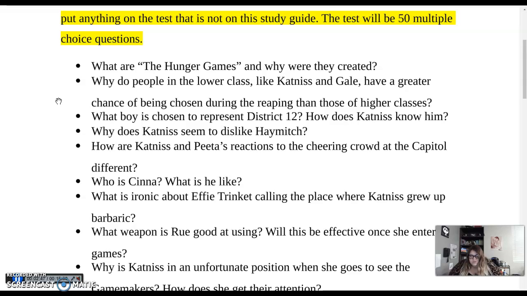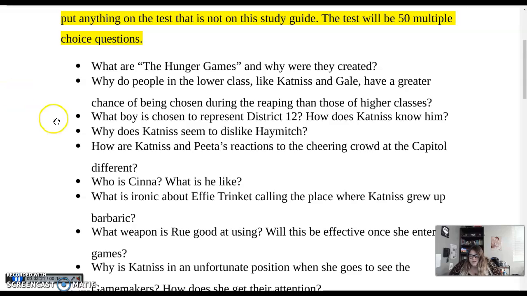So what boy is chosen to represent District 12? That is Peeta Mellark. How does Katniss know him? If you remember, at one point she was starving to death. She was sitting outside, kind of by a tree, and he works in his parents' bakery. He sees her out there starving, and he actually ends up burning some of the bread on purpose, so that his mom makes him throw it out, and he throws it to her so that she can have something to eat. So in a way, he saves her life.